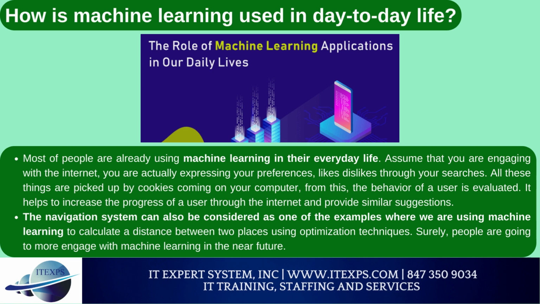The navigation system can also be considered as one of the examples where we are using machine learning to calculate a distance between two places using optimization techniques. Surely, people are going to engage more with machine learning in the near future.